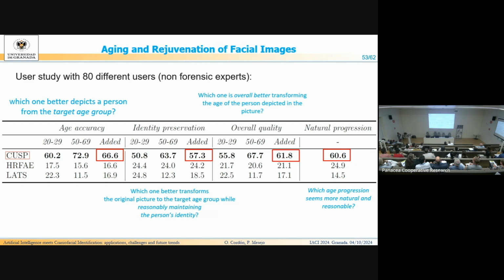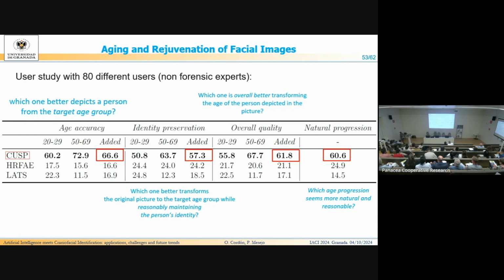We performed a user study with 80 different users, and to make a long story short, we won on every one of these sections. We asked these 80 people which one better depicts a person from the target age group, while showing the generated images from these three methods. At the time, these two methods were also part of the state of the art.